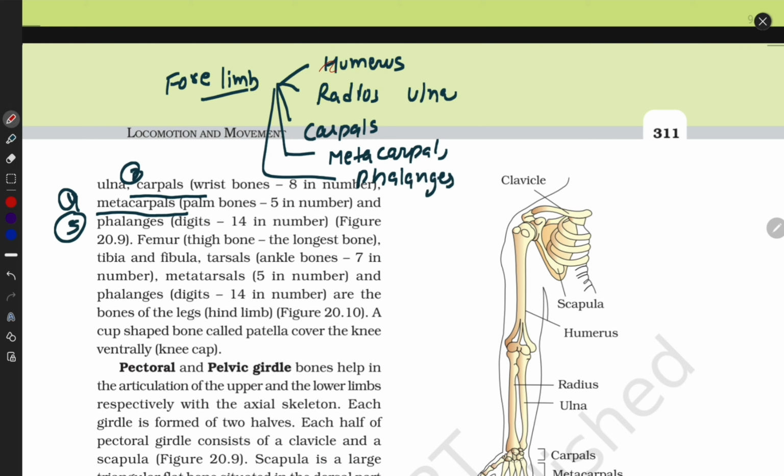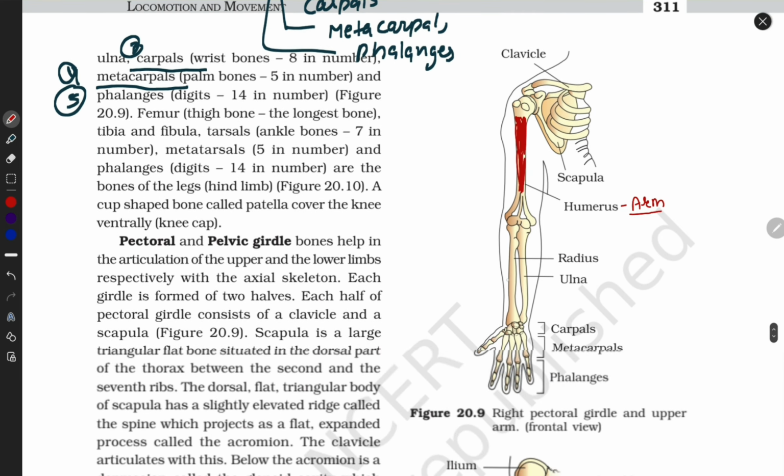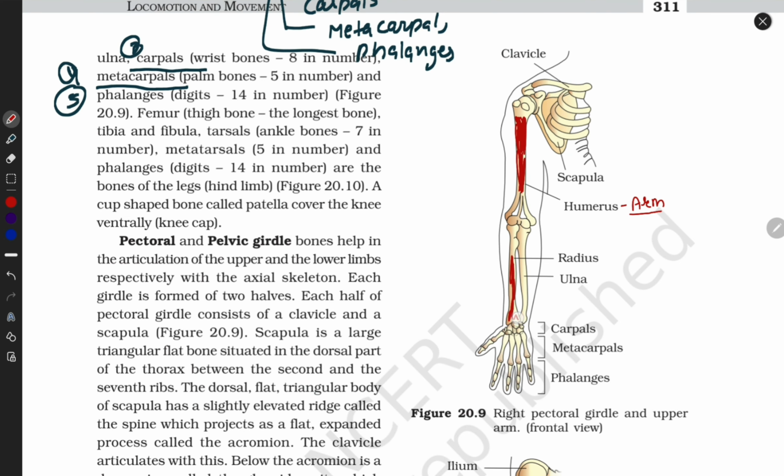Now the humerus, I'll show you. This forms the arm region. This is the humerus, our arm. And now this is the radius. This is movable, guys. This is the radius, and this part is the ulna. They make our forearm. Clear, guys?